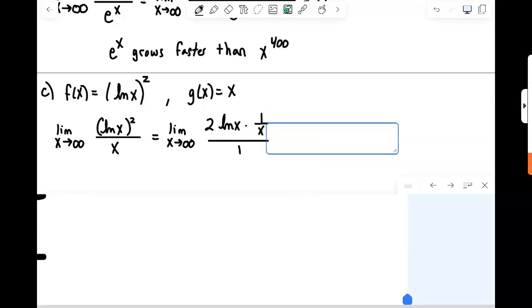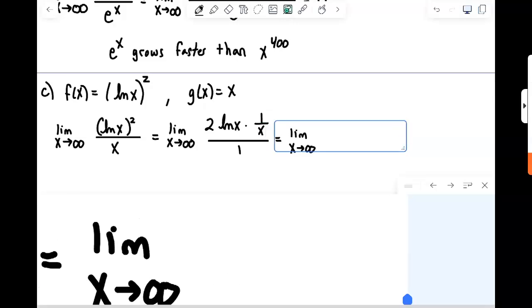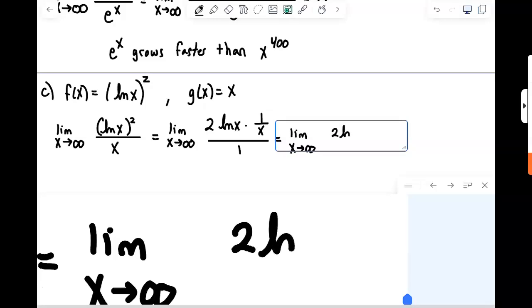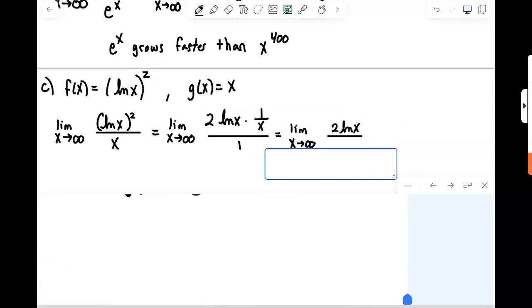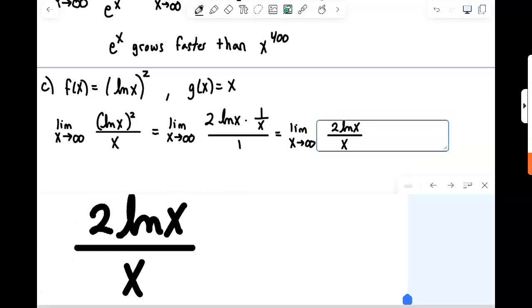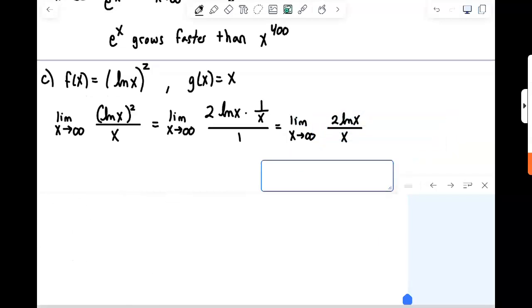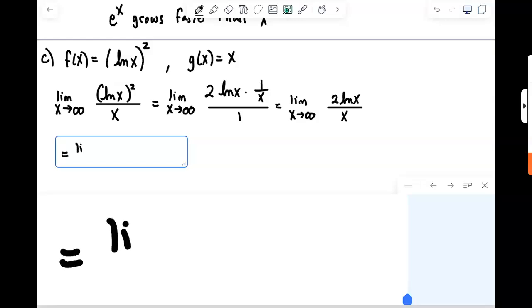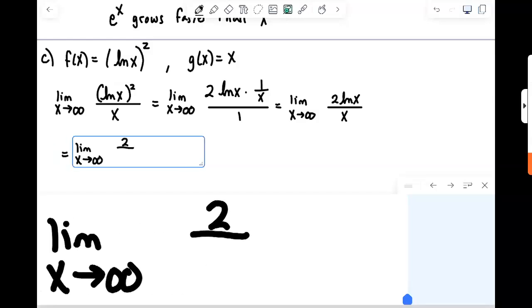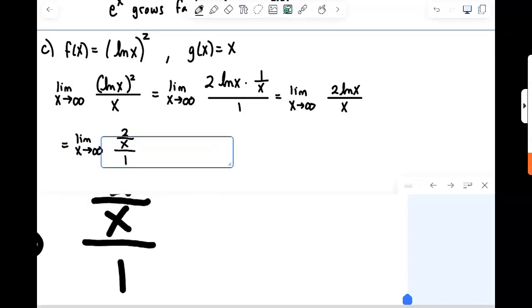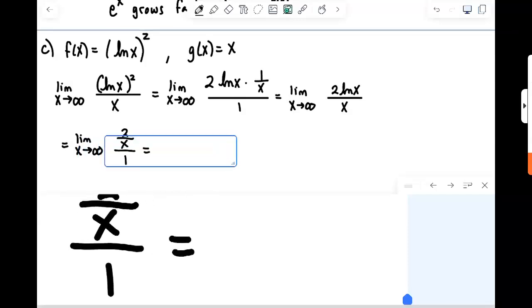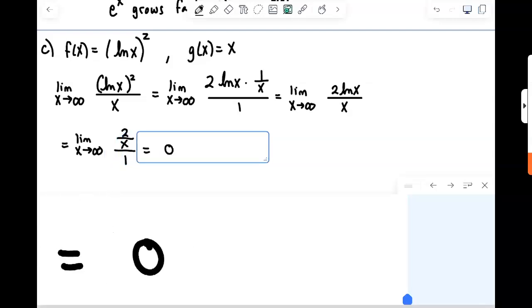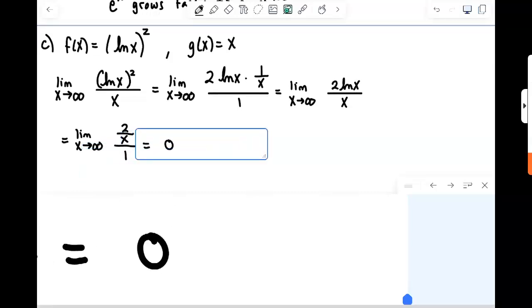Okay, so this is actually still going to be an infinity over infinity situation again. We're going to have 2 ln of x on top, and 1 over x would put an x on the bottom. So it's still an infinity over infinity limit, so we do the derivative a second time of both the top and bottom. So this is going to be 2 over x over 1, and the limit of 2 over x as x goes to infinity is going to be 0 over 1, which would just be 0.